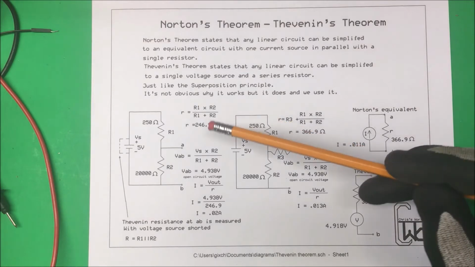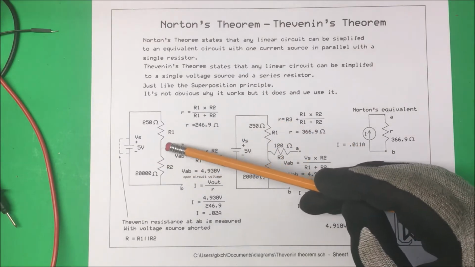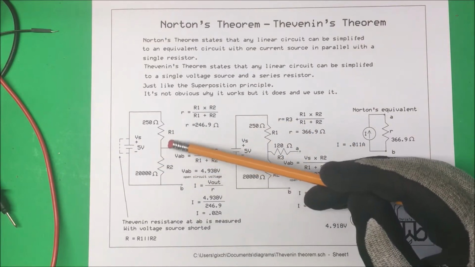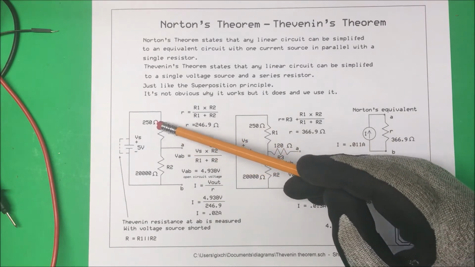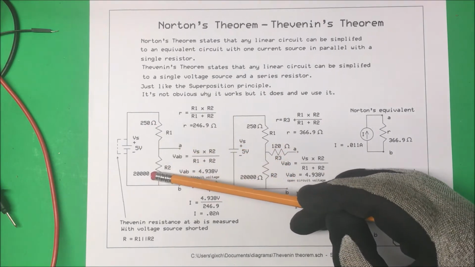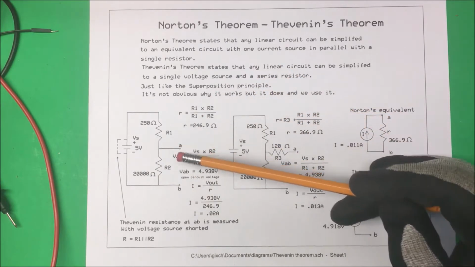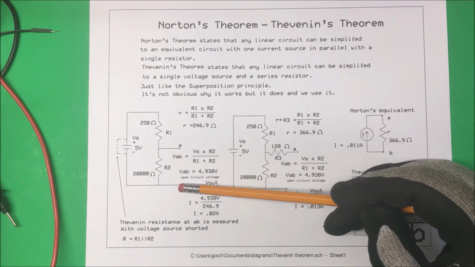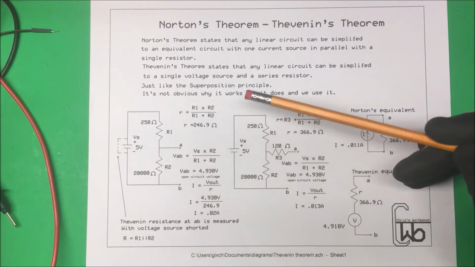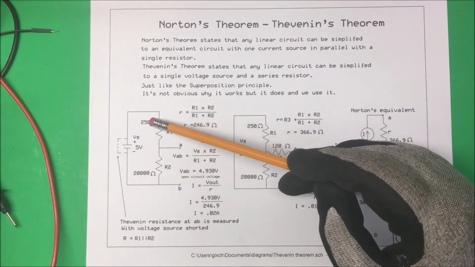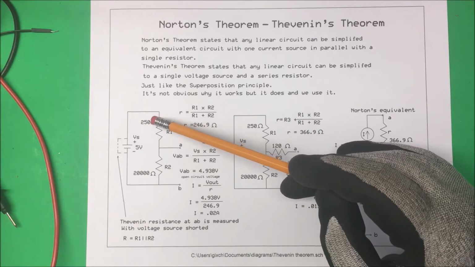Now, over here we have a voltage divider, and this is how I bias the transistor in that project. We have a 250 ohm resistor here, and a 20K resistor down here. And we want to find the voltage between A and B, the current between A and B, and the resistance between A and B.